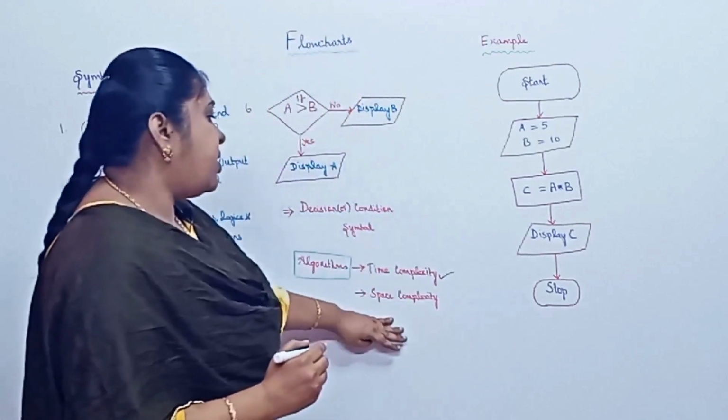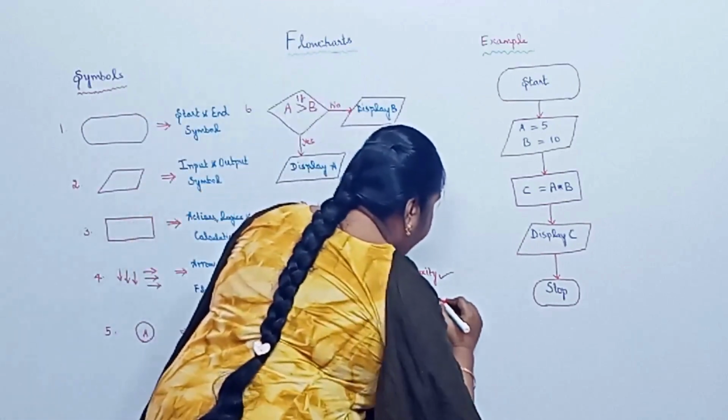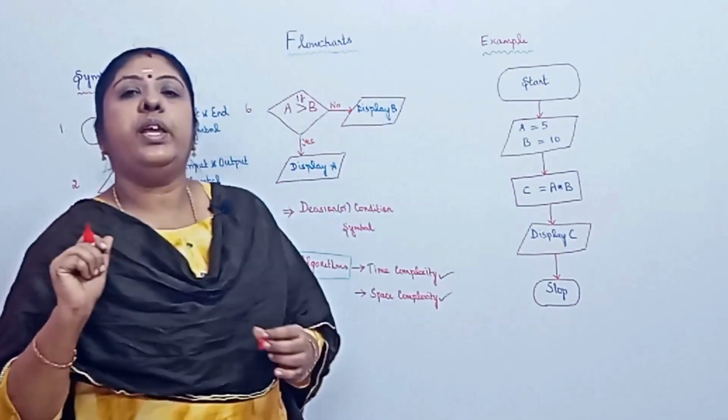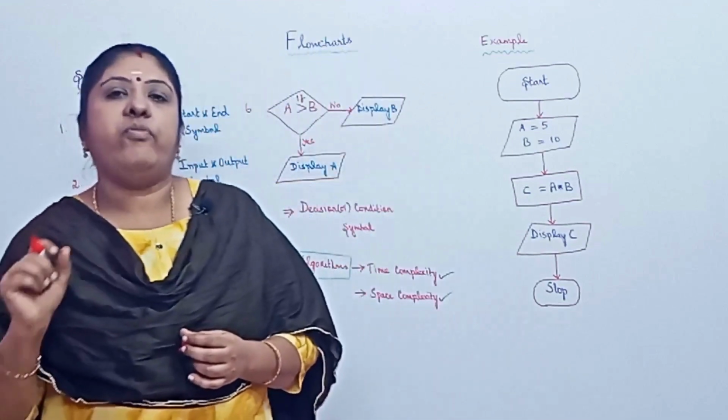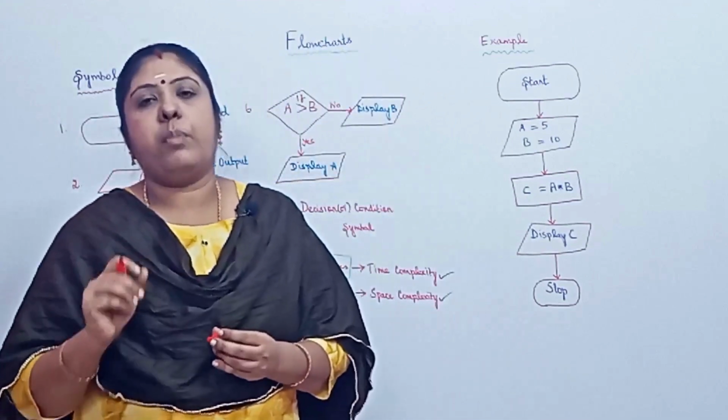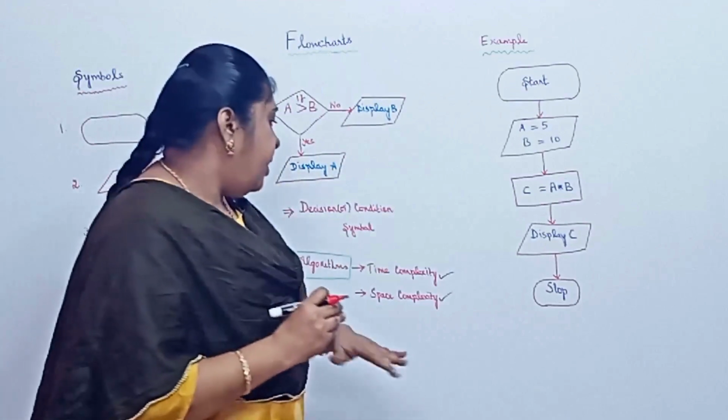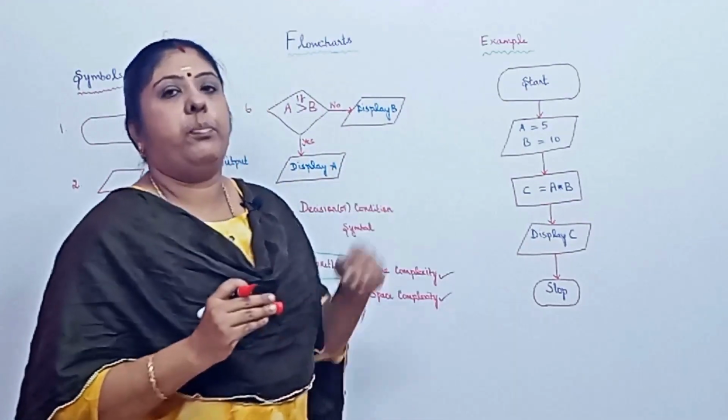And then next comes space complexity. That is, the algorithm should be written in a manner that it occupies very little memory space to complete the desired task. This is a small recap.